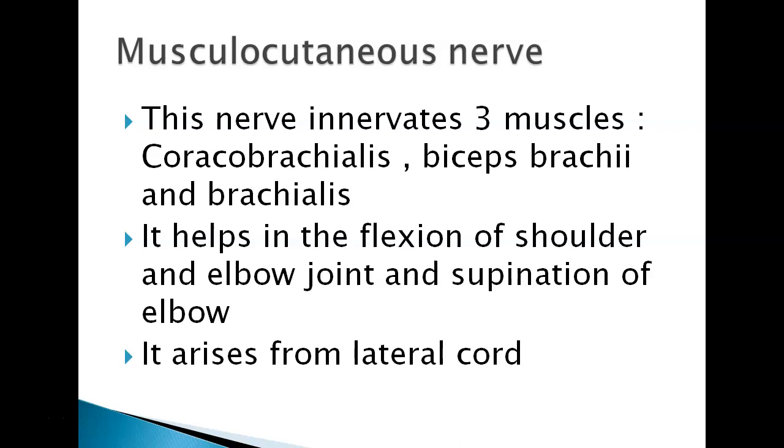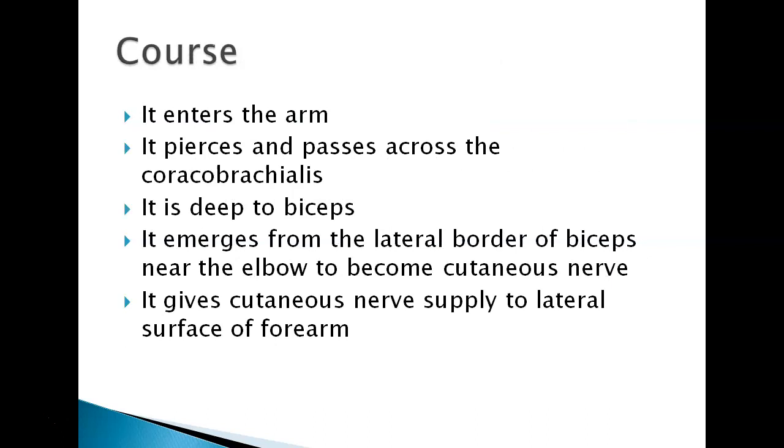So first we will start with musculocutaneous nerve. This nerve is giving nerve supply to 3 muscles, that is coracobrachialis, biceps brachii and brachialis. It helps in the flexion of shoulder and elbow joint and supination of forearm. So these are the actions of the muscles supplied by it, and it arises from lateral cord. Coming to course of the musculocutaneous nerve, it enters the arm, it pierces and passes across the coracobrachialis muscle, then it is deep to biceps, then it emerges from the lateral border of biceps near the elbow to become the lateral cutaneous nerve of forearm. Here it gives cutaneous nerve supply to the lateral surface of forearm.